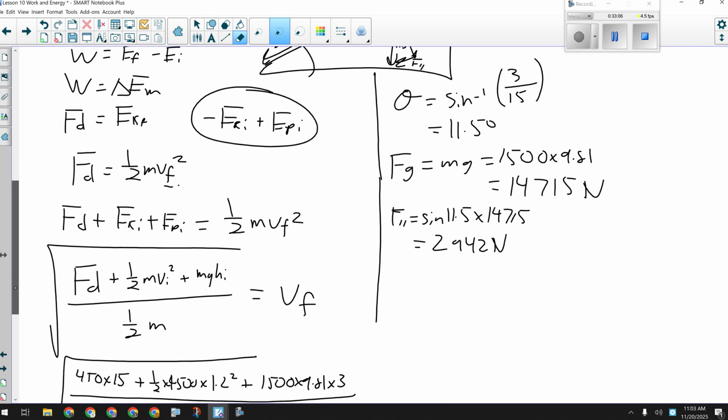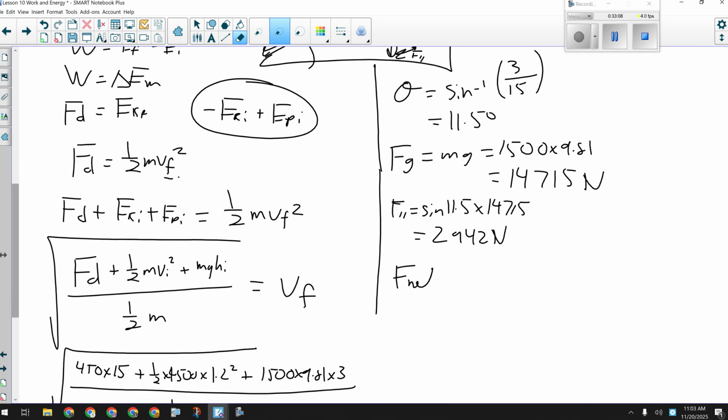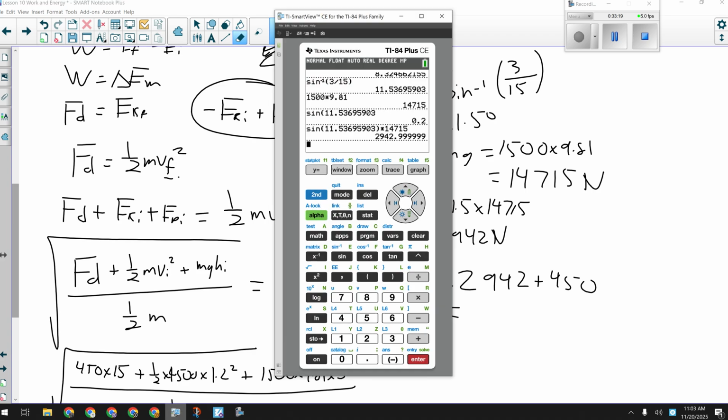Now, there aren't any other forces, so now I can calculate net force. So 2,942 plus the 450 newtons acting down the ramp. So that number plus 450, there's my net force.